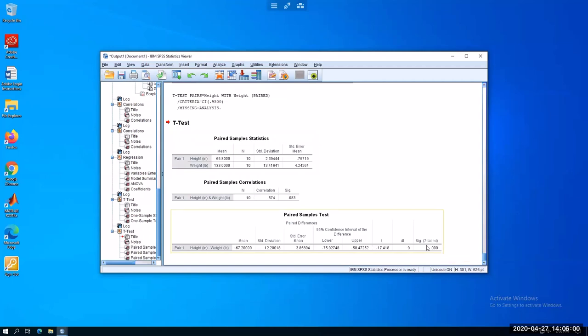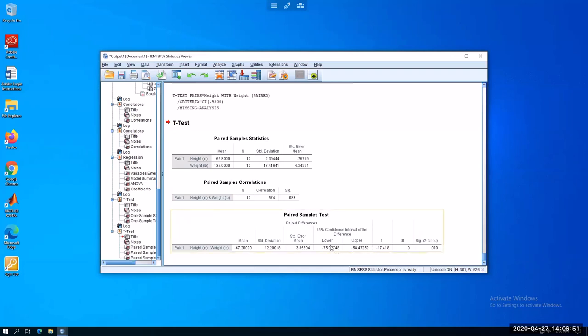So we have our means, our sample size, standard deviation, how these two correlate, this Pearson's correlation coefficient, not significant, and how these two compare. Our null hypothesis will be that the difference between height and weight is zero. Our alternative hypothesis will be that this is not equal to zero, meaning there is some difference between height and weight. So let's try that. Is the p-value less than 0.05? This is our p-value, 0.000. It's very small, and that tells us that this difference is significant.